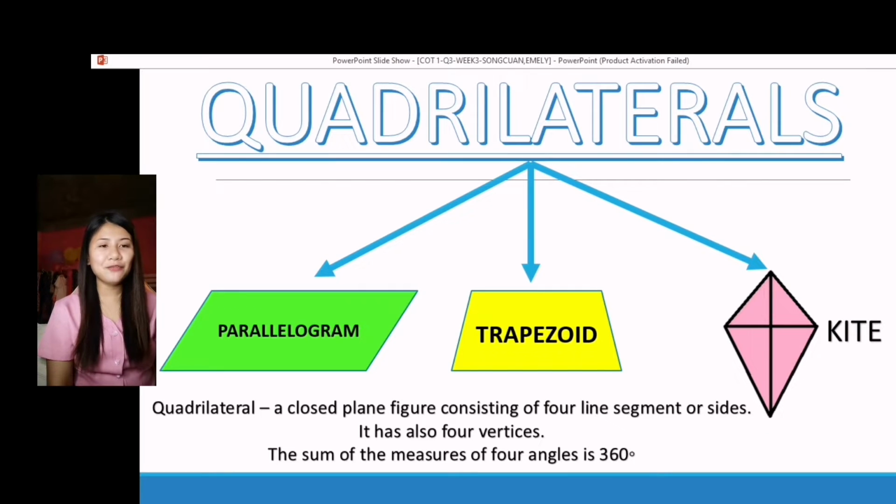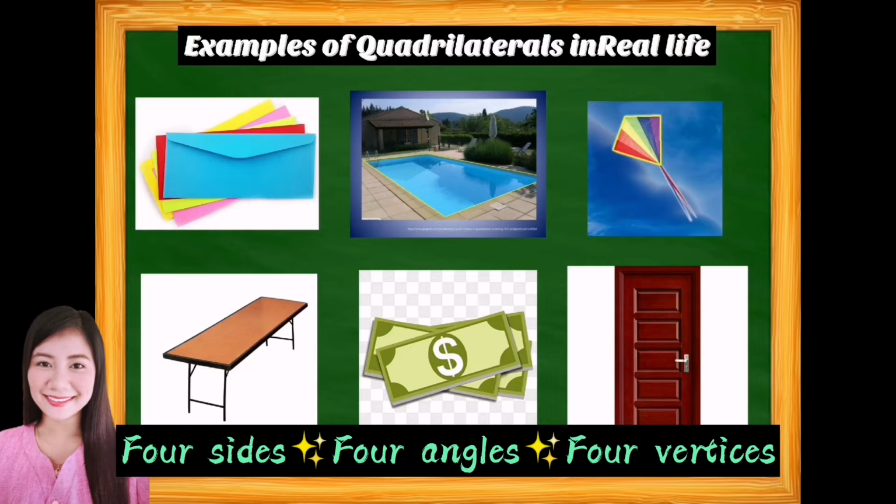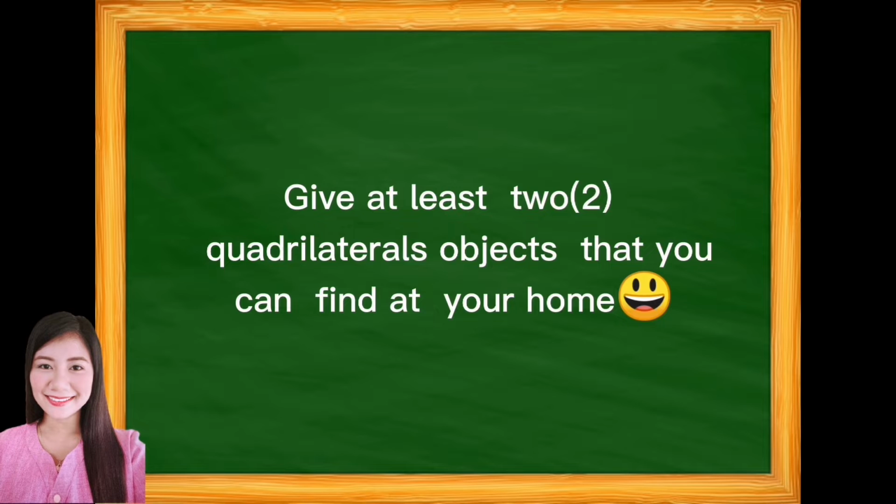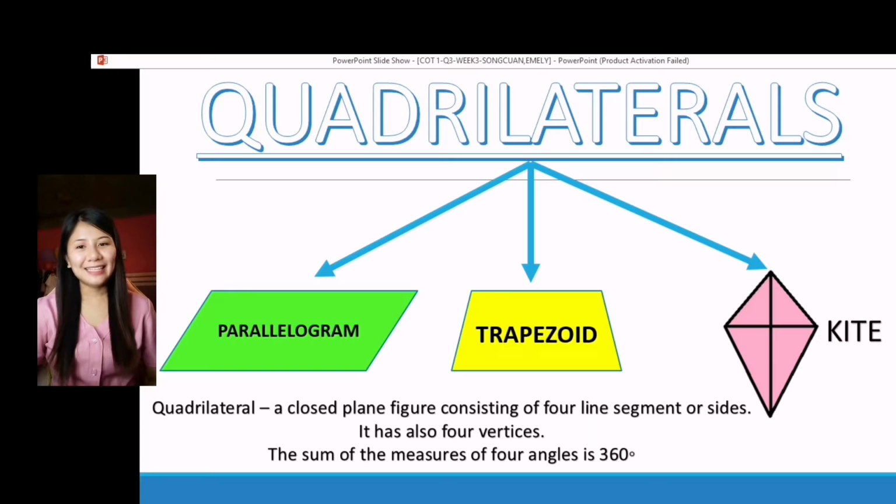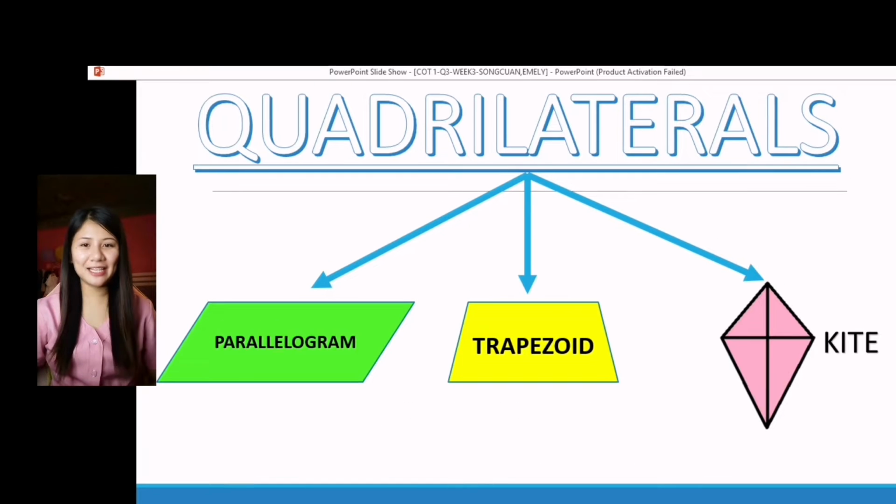A quadrilateral is a closed plane figure consisting of 4 line segments or sides. It also has 4 vertices, and the sum of the measures of the 4 angles is always equal to 360 degrees. These are examples of quadrilaterals in real life. We have the envelope, the shape of the pool, kite, table, money, and a door. Can you see quadrilateral objects in your home? Okay, that's great. Let us now proceed to the following quadrilaterals.